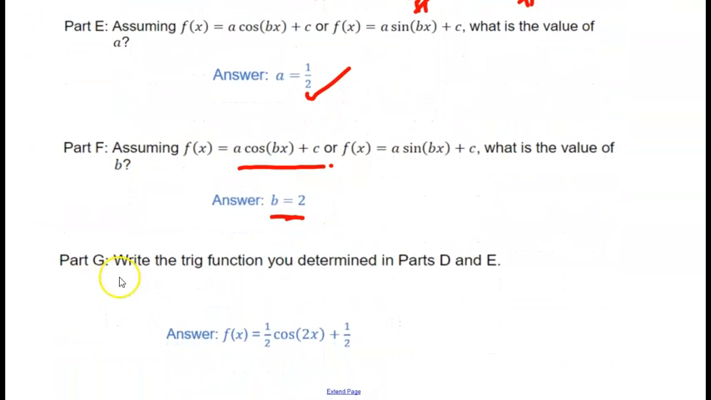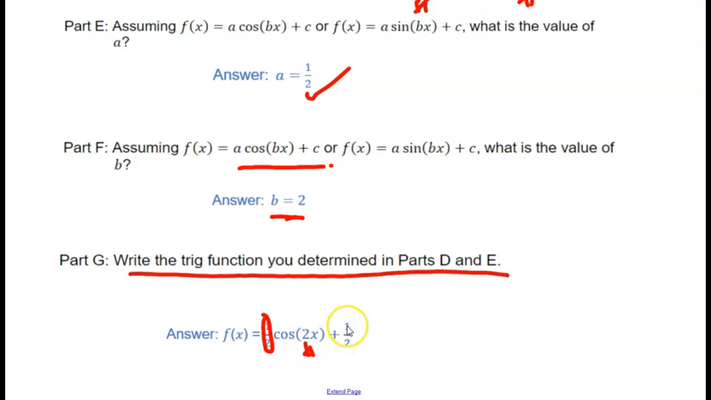The last part is we want to write the trig function we determined in parts D and E. So all we do is replace a by 1/2, we replace b by 2, and then we replace c by 1/2, and we write our equation, the trig function.